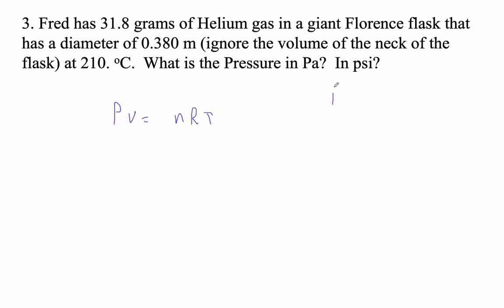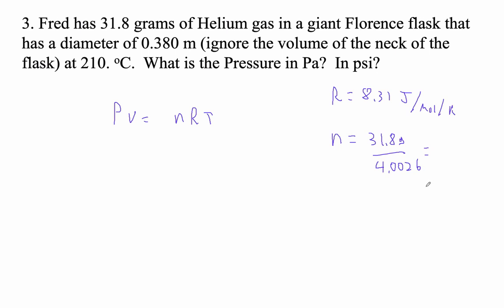Our R is 8.31 joules per mole per Kelvin, right? And then our n in this case is going to be 31.8 grams divided by the molar mass of helium. I think there are other isotopes of helium, but I don't really care. You can just divide by 4, but later on we're going to do nuclear physics, where it's 4.002602 for the isotope helium-4.